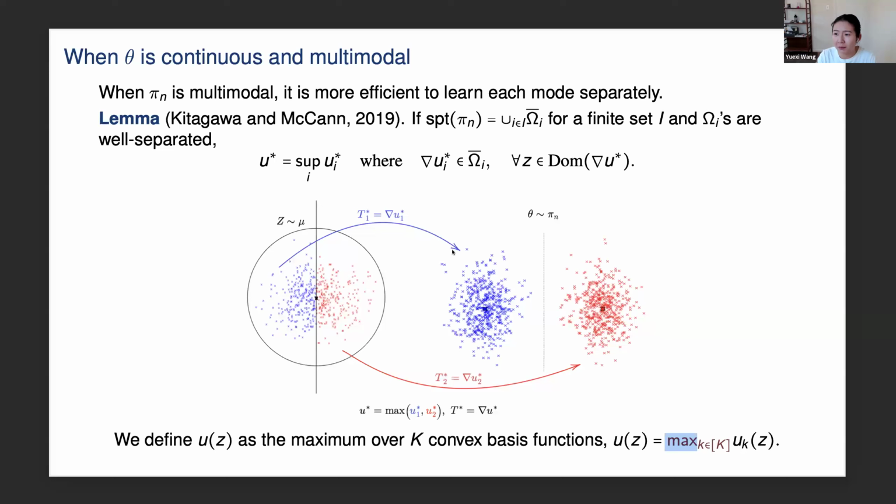So if you have an idea about how many modes exist for your target distribution, you want to set K to be exactly that number. If you don't know the number, you can always do an adaptive search. You can start with a smaller number and gradually increase K, and usually over-parameterizing the convex space will not be harmful.